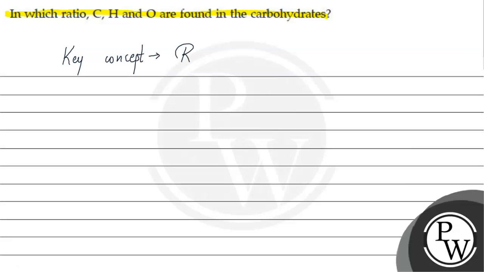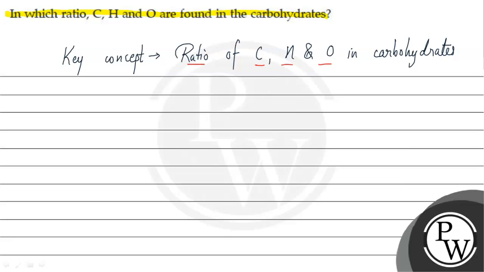about the ratios of carbon, hydrogen and oxygen in carbohydrates. So, carbohydrates are basically, we know, organic compounds. Now, these compounds have carbon, hydrogen and oxygen. But ratio पूछ रहे हैं.